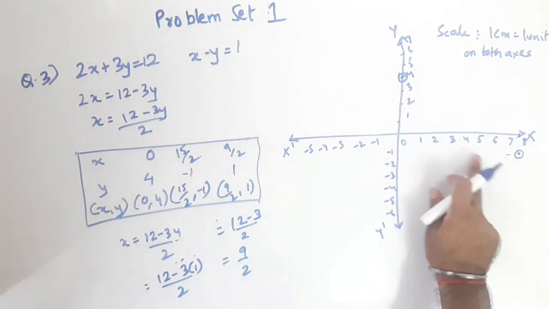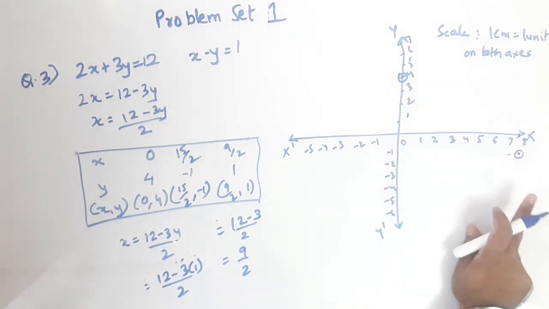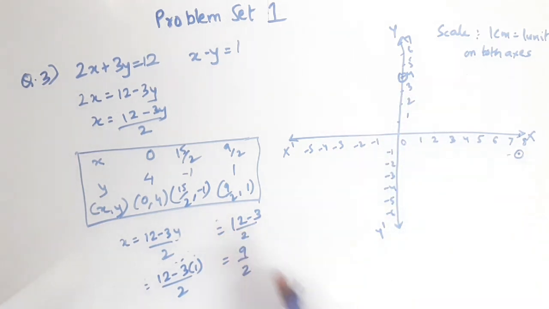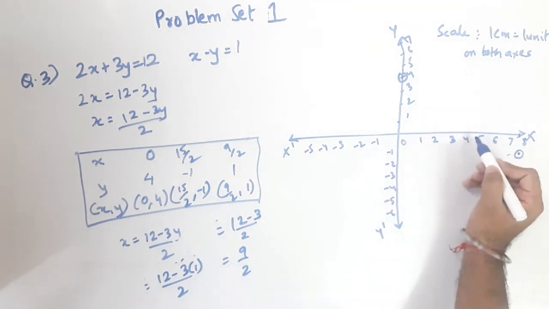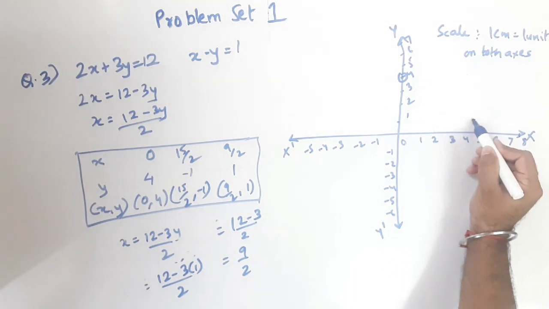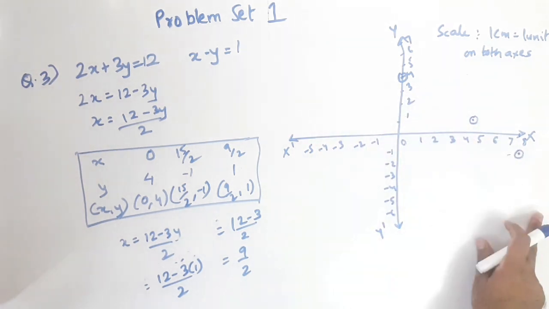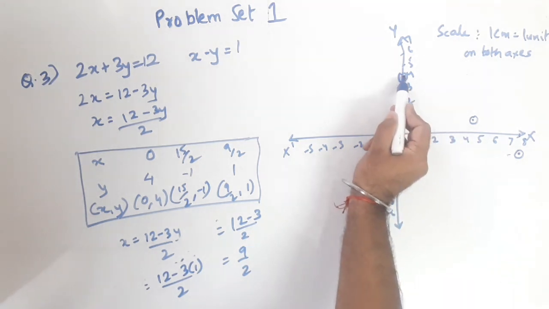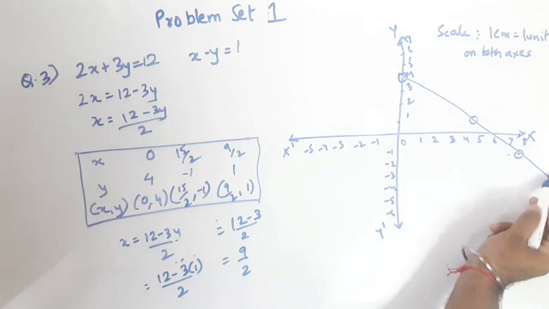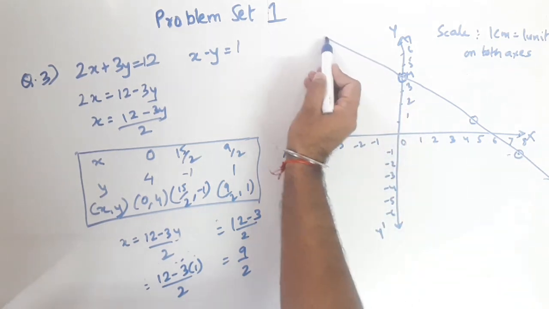Okay, even if we get 2 points, we can draw the graph, but to be more accurate, we write the third point. Okay, 9 upon 2. What is 9 upon 2? 4.5. 4.5 will be here. Okay, somewhere here, between 4 and 5. 4.5 comma 1. Comma 1 means this point. Okay, so if you observe, these 3 points will be collinear. Okay, so you will join them, and we'll get it like this.